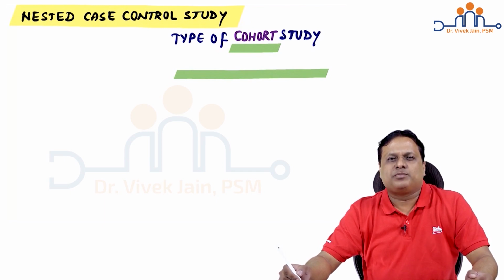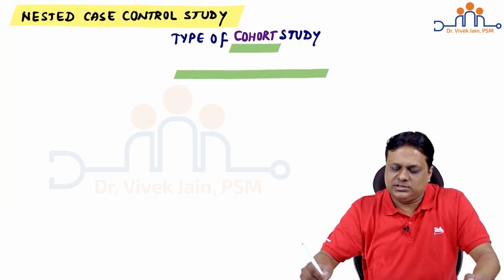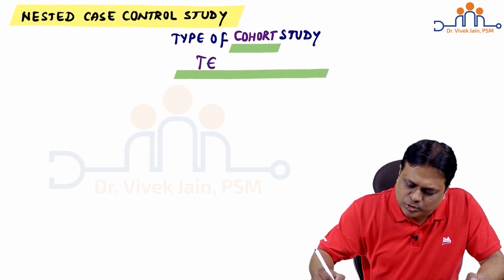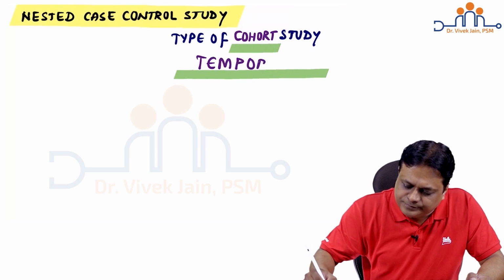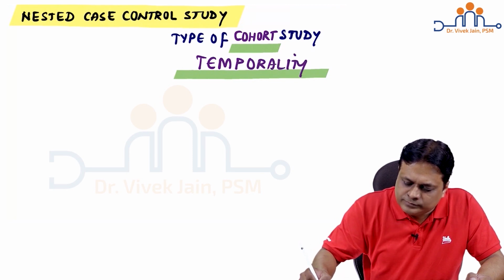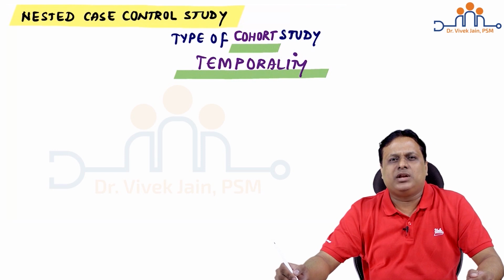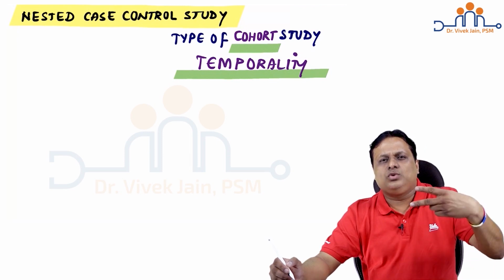But forward direction, prospective nature, was not mentioned in the choices. So this is mainly also known as temporality. Temporality means temporal association, or forward direction, cause to effect. So the exact question was, which property of cohort study is retained by nested case control study? It is temporality. Now since you have got to the questions, let's try to understand the design and we'll come back to the questions.